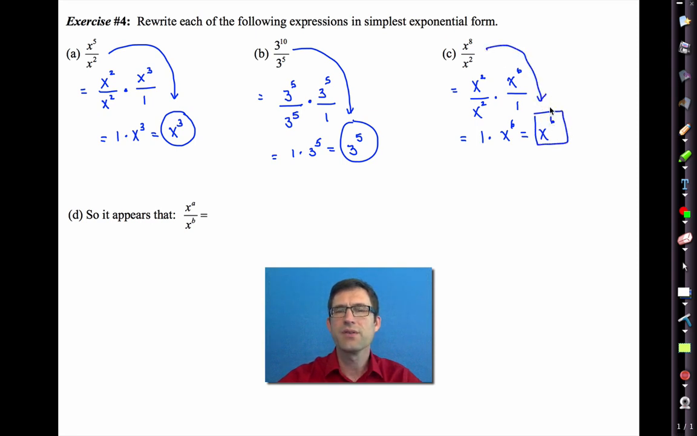All right, so what's that third exponent law? It appears that x to the a divided by x to the b is equal to what? Pause the video now and see what you can do. So in other words, when I divide 2 quantities that have the same base, what do I do with their exponents?